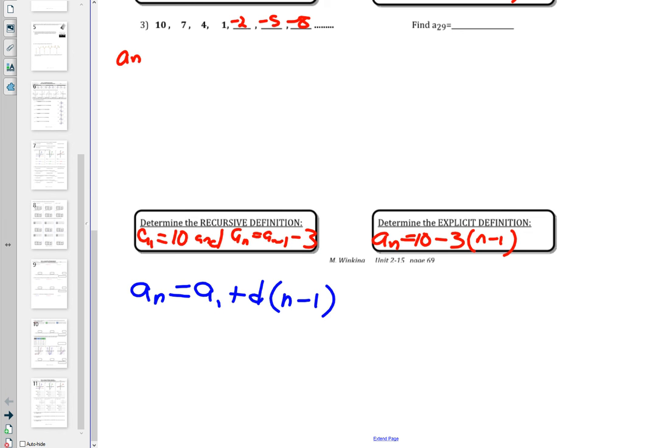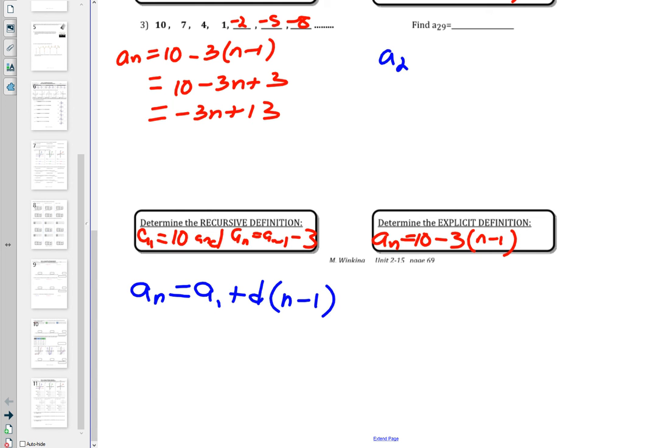Not that you have to simplify, but I like to try to get the most out of everything. Why do less steps when you can do more steps? That's what I always say. -3n plus 3, so we get -3n plus 13. So I just plug in 29 for n. A sub 29 is equal to -3 times 29 plus 13. And I believe, as Marquise said, that's -74.